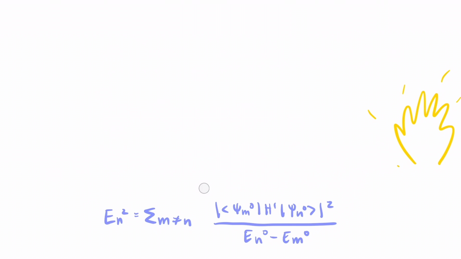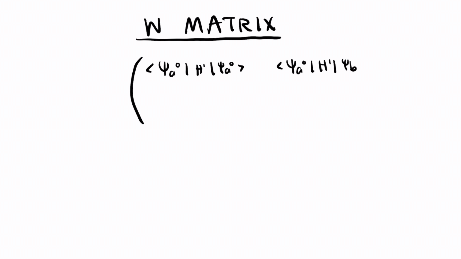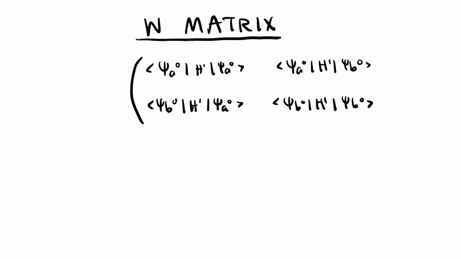We can do so using two main methods, each involving linear combinations of functions. First is the W matrix method. We can create each entry of our 2x2 W matrix and use ideas from linear algebra to find the eigenvalues of the matrix as well as the respective eigenvectors. The eigenvalues tell us our energy corrections, and the eigenvectors give us the respective coefficients in our linear combination.